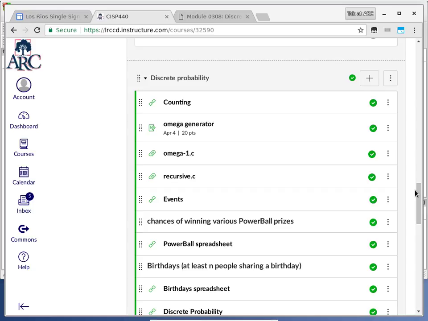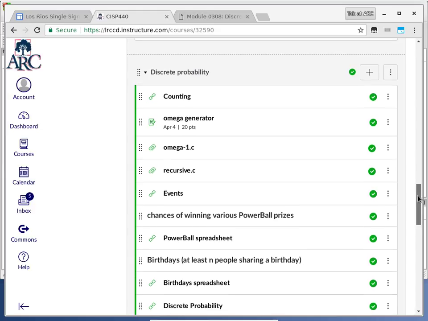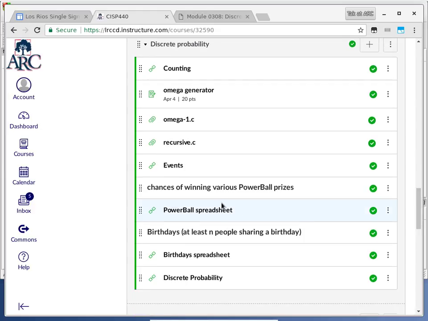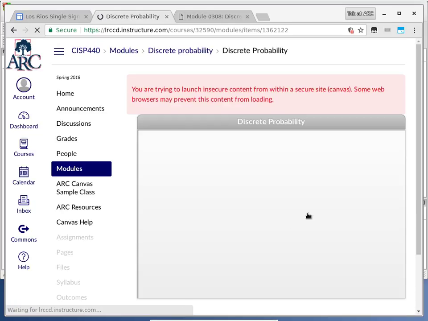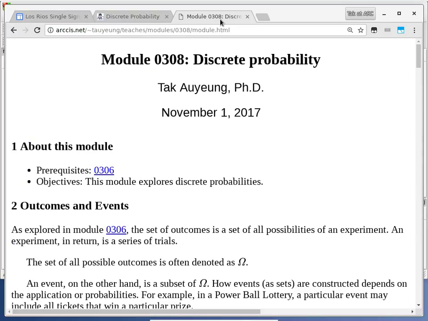No questions. All right. What about with or without replacement? Is that concept clear? Okay. So if those concepts are all clear, then we are going to move on to discrete probability, and this is a new module. It's already open here.